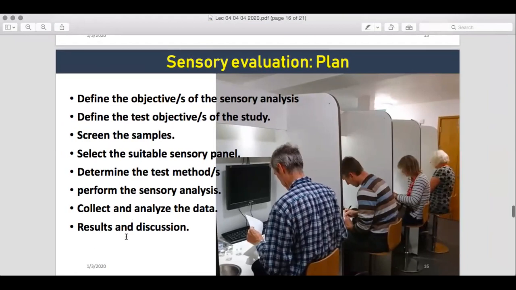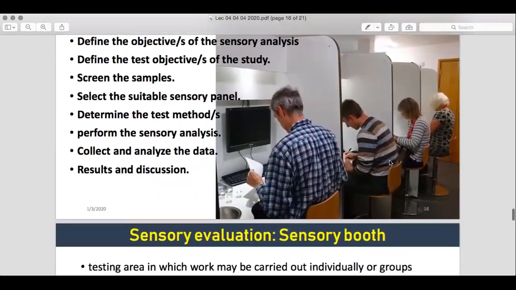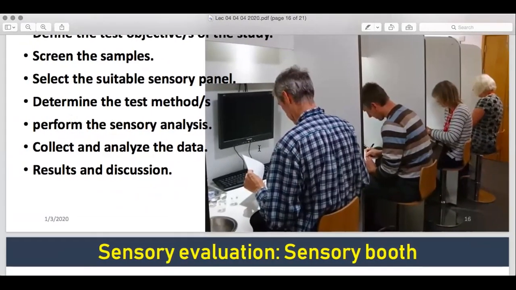And handling of data is again important. Confidentially, you have to do it. And result analysis is also important. How to select the test method, how to select the calculation methods, all these factors are important. And you can see in this picture how they are performing.